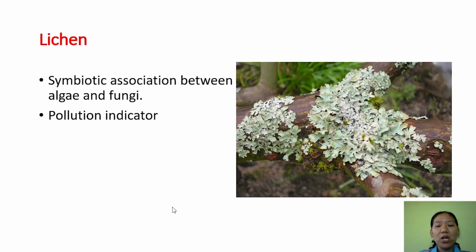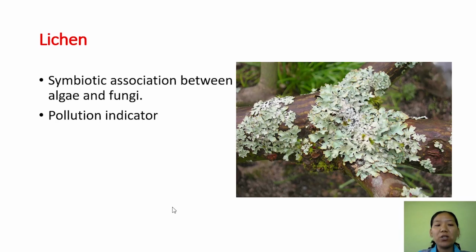Next, lichen. This lichen is very special because it is composed of two different organisms, the algal part and the fungal part. The algal part is called the phycobiont and the fungal part is called the mycobiont, and they live in symbiotic association with each other. They are inseparable. Such a partnership benefits both of them. The algal part does photosynthesis and gives nutrients to the fungal part. And the fungal part absorbs nutrients and moisture from the surroundings and passes them on to the algal part.